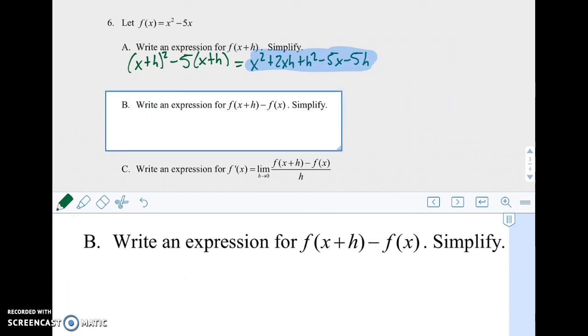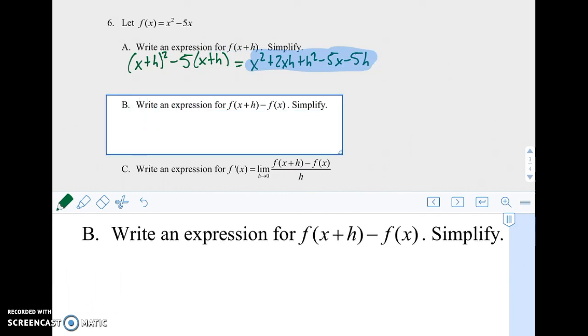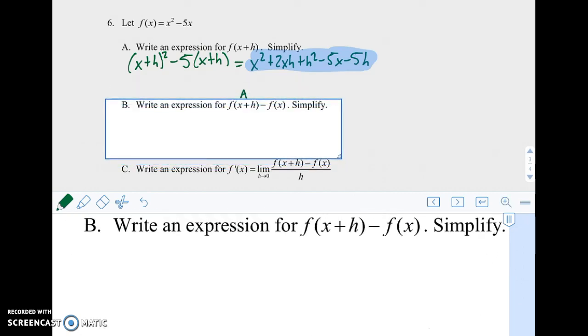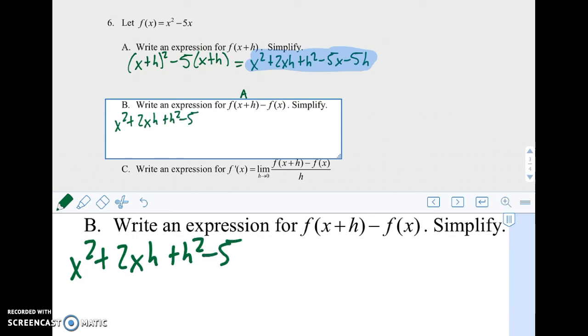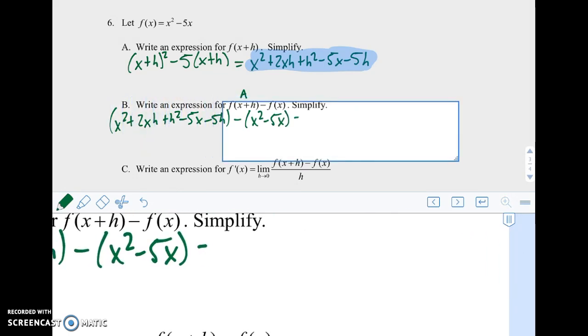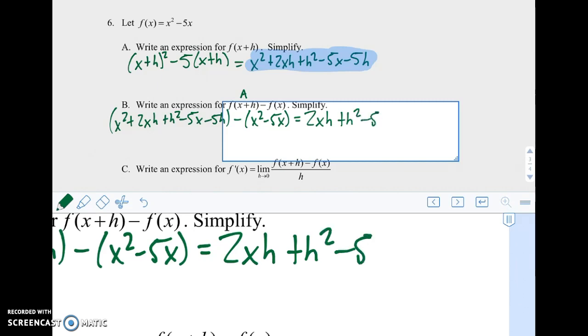Right? So for part B, it's asking you to take your answer from part A, so this is your answer from part A right here, and then subtract f of x. Right? So your answer from part A is x squared plus 2xh plus h squared minus 5x minus 5h, and you want to subtract f of x. So f of x in this case was x squared minus 5x, right? And if you simplify this, some things are going to cancel out for you, so you'll be left with just 2xh plus h squared minus 5h.